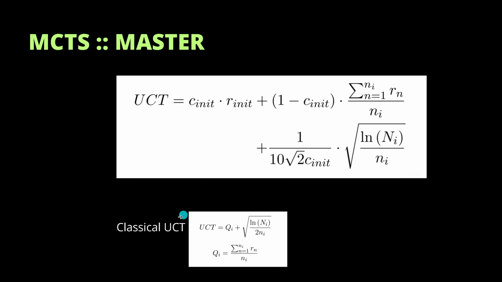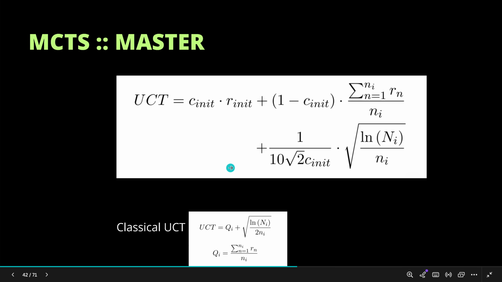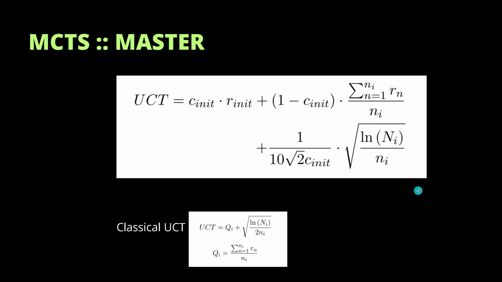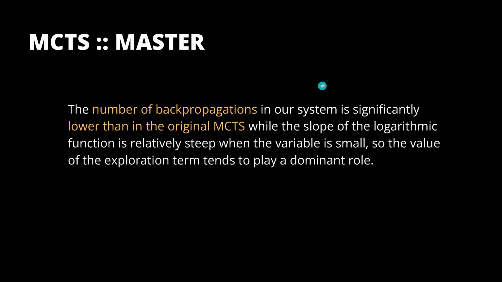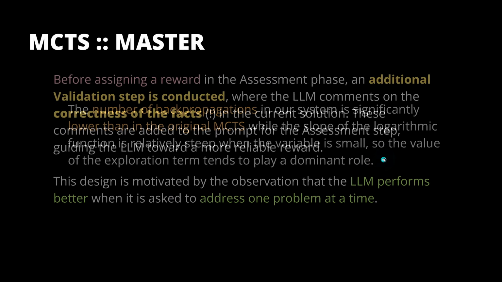And if you compare this to a classical UCT formula, you see immediately, yes, we are familiar here with the exploration term. Great. A little detail: just note the number of the backpropagation in our system is now significantly lower than in the original Monte Carlo tree search. And this is beautiful because it's even faster, while the slope of the logarithmic function is relatively steep when our variables are small. So the value of the exploration term now becomes the dominant one.